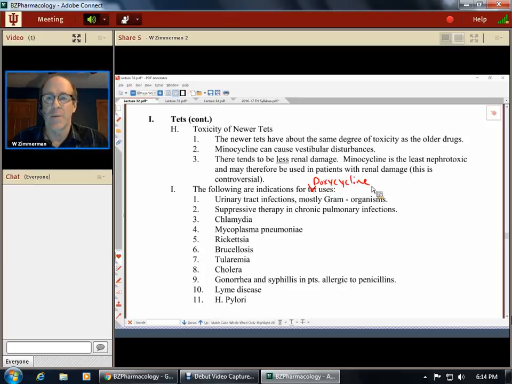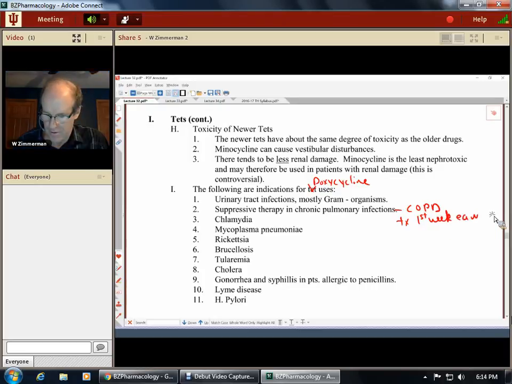Suppressive therapy and chronic pulmonary infections. This is more for like somebody with COPD. The pulmonologist will say just once a month, use it for 5 days or 10 days. I'll just say treat for the first week each month would be real typical. But they're not really thinking they're going to clear everything up, but just to suppress it and keep it down.